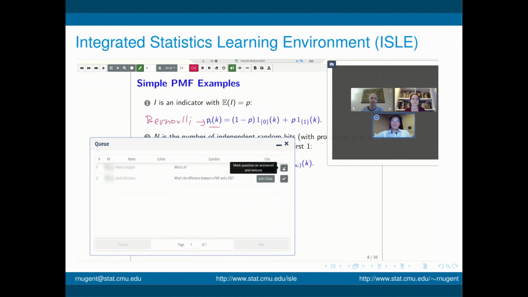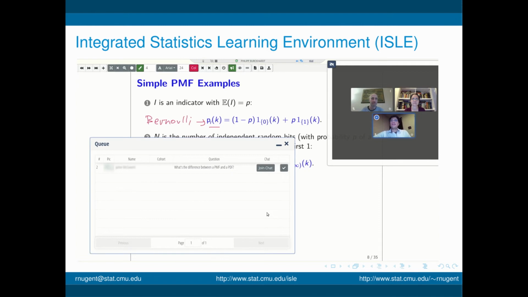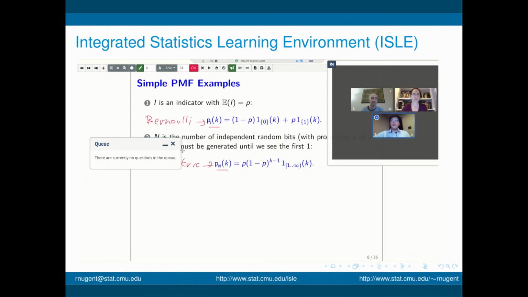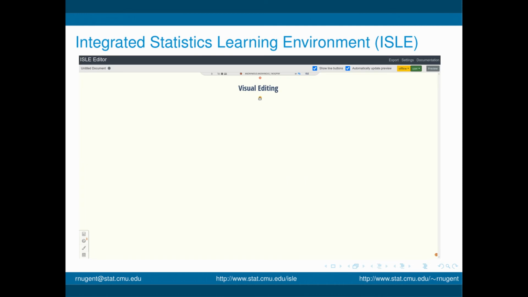Can also see student questions as they come in through a queue in the lecture. These questions could be answered live in class. They also could be answered after class. But we have a fully integrated interactive lecture where students and instructors are working together to understand the material.